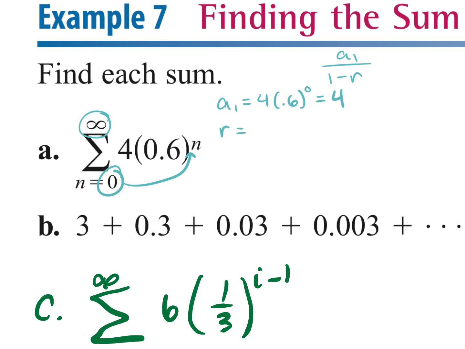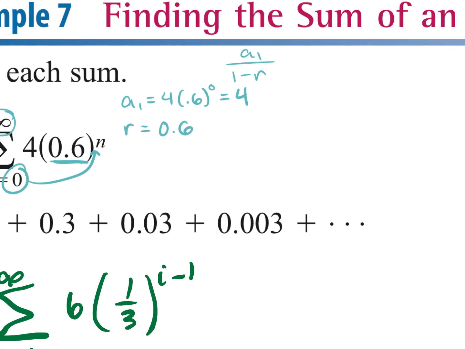Awesome. Then we need to figure out what r is. What's r? 0.6. Awesome. R is the base of the number that has the exponent. So let's plug it into our formula now. Our sum is going to be the first term, 4 over 1 minus 0.6.